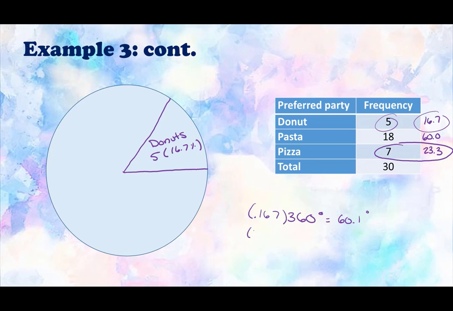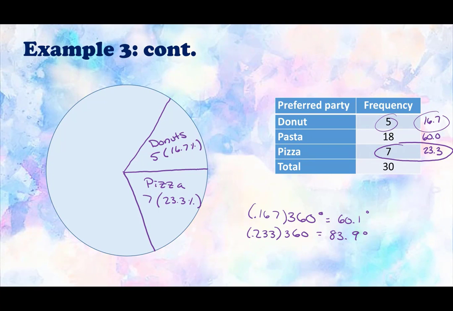So what we're going to do is multiply 360 degrees by 0.233, or 23.3%, and we're going to get 83.9 degrees. Now, 83.9 degrees is just a little bit smaller than 90 degrees, so we can come over here. It's just a little bit bigger than the other one. This is going to be pizza, with a count of 7 or 23.3%.